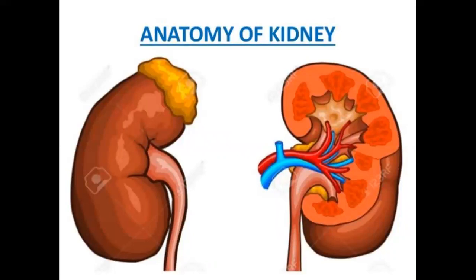So this outer surface is smooth, and it is covered by a capsule, which is a connective tissue called the renal capsule. Outside the capsule there is perinephric fat tissue, and outside the perinephric fat tissue there is a fascia. The fancy name of that fascia is the fascia of Gerota.